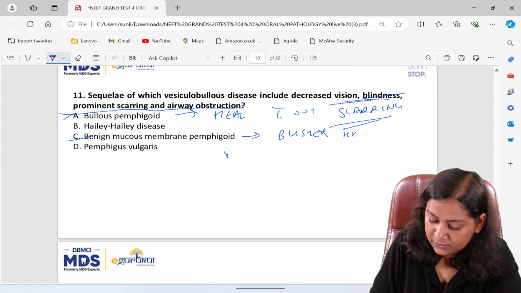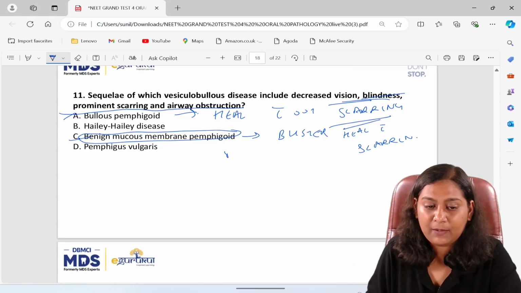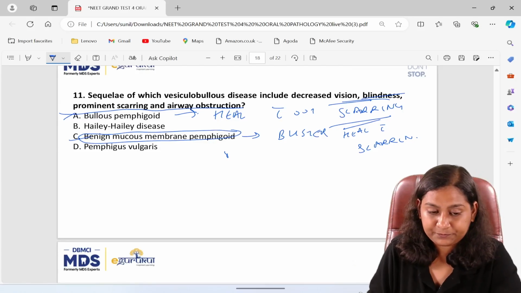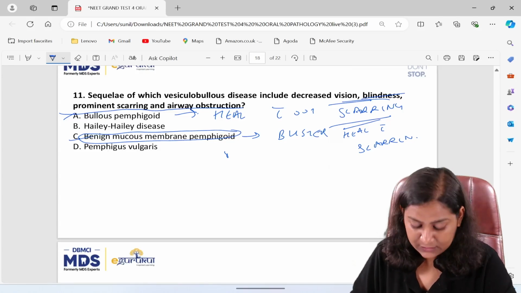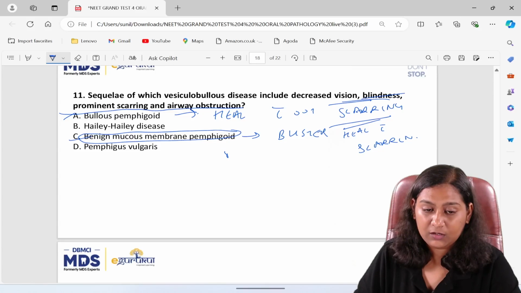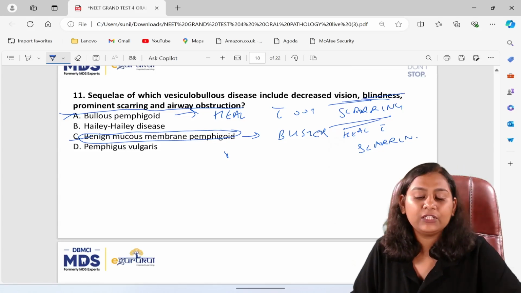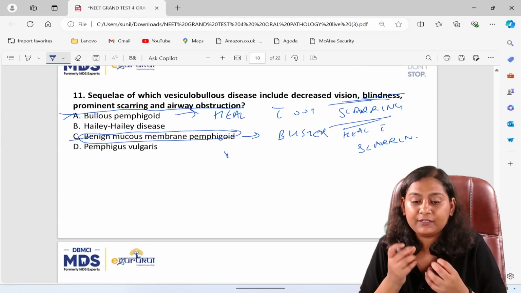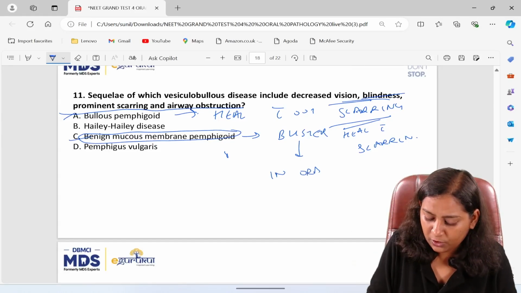Blisters heal with scarring. Okay. So here the answer is benign mucous membrane pemphigoid. Now, bullous pemphigoid and cicatricial pemphigoid, since we are talking about benign mucous membrane pemphigoid, also called cicatricial pemphigoid, here blisters heal with scarring, and the lesions in the oral cavity, important, the lesion which is present in the oral cavity, they do not scar.